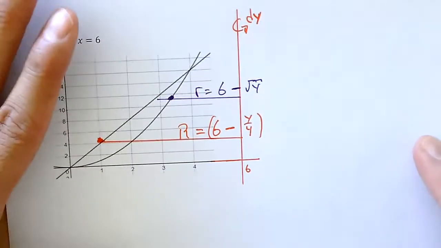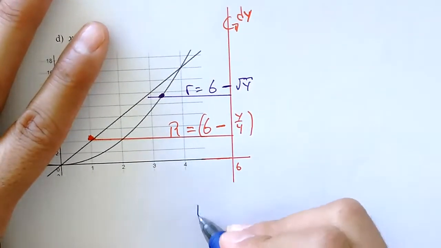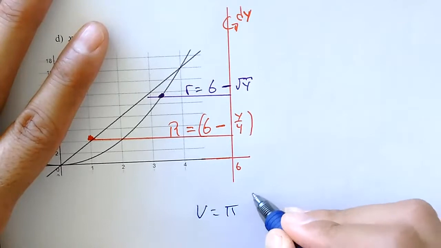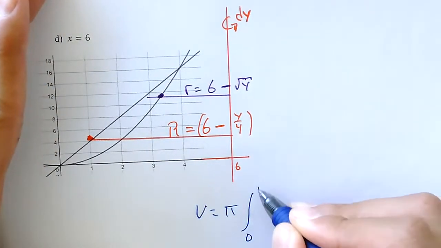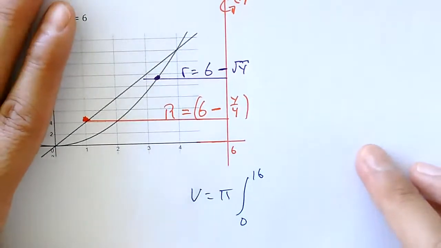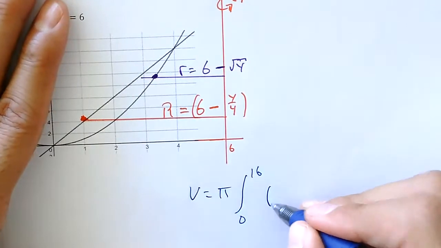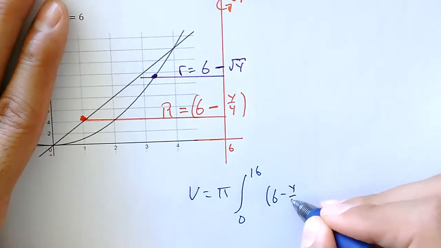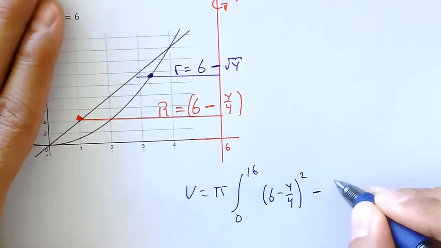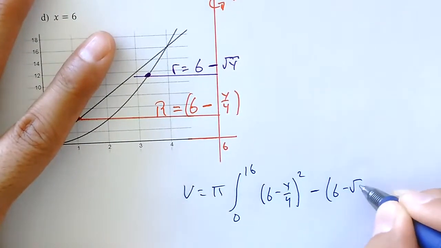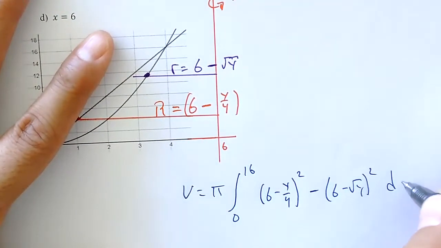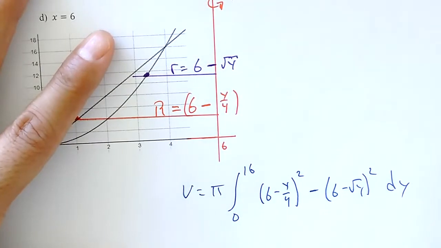So let me show you my setup over here. Volume is equal to pi integral from 0 to 16, because I'm in terms of y. The big R, second power, little r, second power, dy. If you're able to set it up, that's big. Make sure you're looking at the radius.